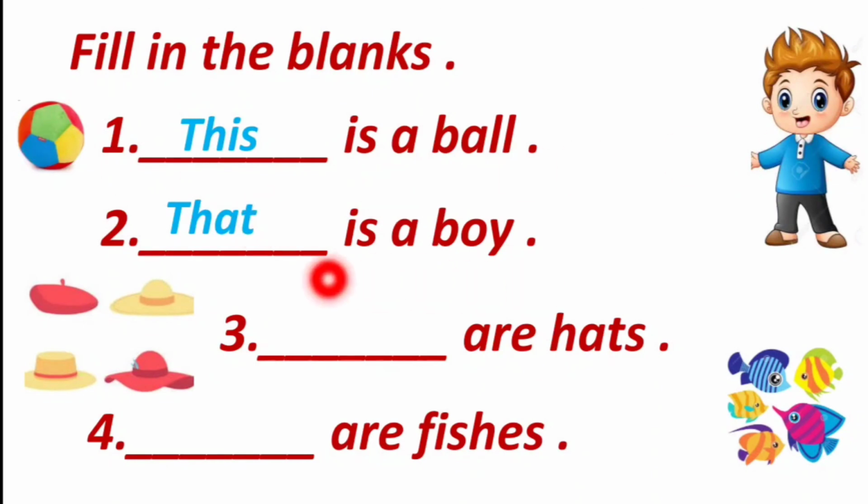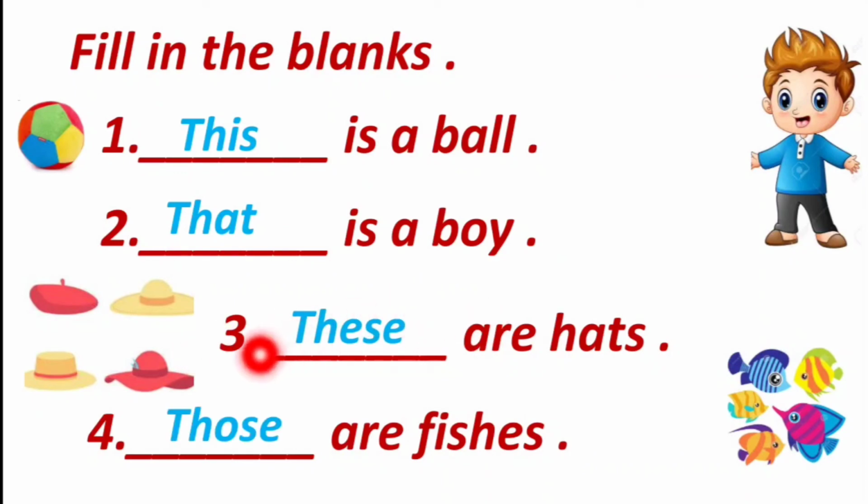Now, in the third sentence, we can see that there are 4 hats and these hats are near us. So, what we will use here? We will use these are hats. We will use these here because there are more than one hat and which are near us. In this sentence, we will write these are hats. Now, in the last sentence, we can see that there are 5 fishes which are far from us. It means it is more than one. So, we will use those here because we use these and those to point more than one person, place, animal or thing which are far from us.